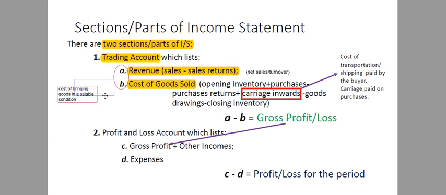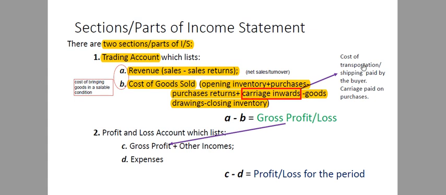And that is your cost of goods sold. It has a formula which you can see in the bracket, so you have to memorize this formula. Just highlight that formula, very important. So you must memorize it. It's the opening inventory plus the purchases minus the purchases returns plus the carriage inward.